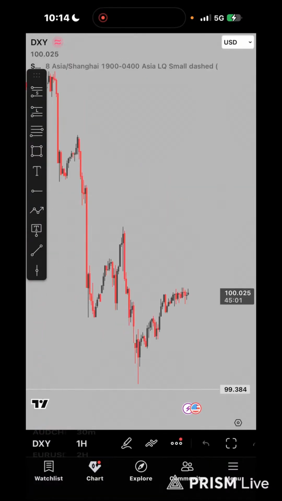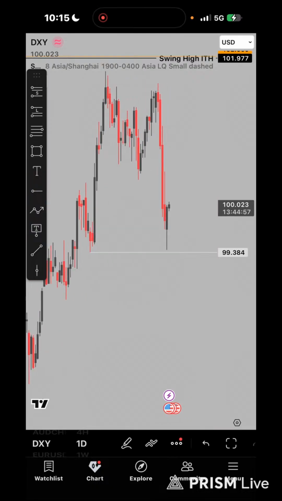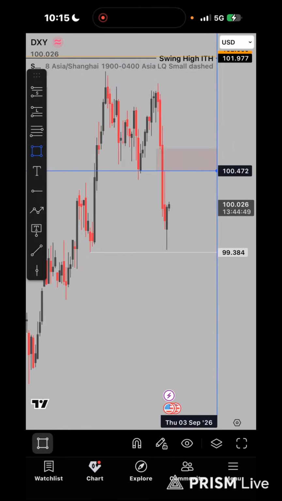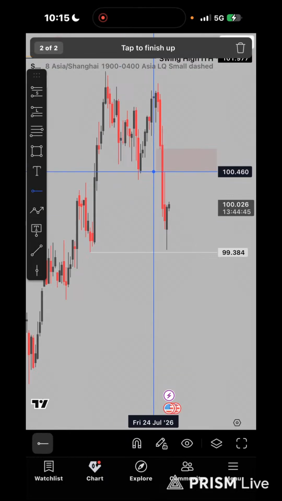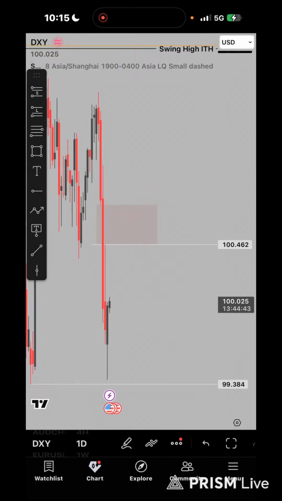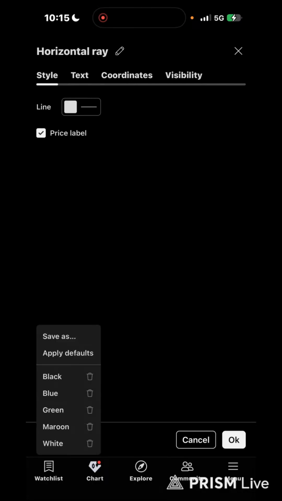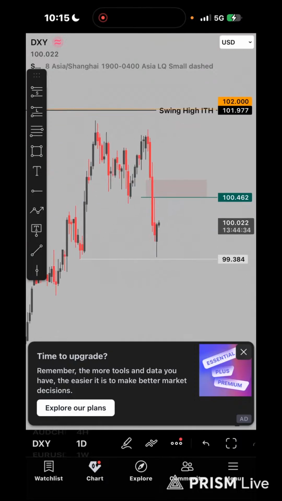Anyway, we were speaking here on DXY. DXY here, we created these equal lows. We also had this fair value gap that we've got as a target, which is our first target that we've set. And you can also see that there's liquidity at the base or the lower bound of the fair value gap right here. So if we change this to a green line for liquidity, and we have these equal lows here.